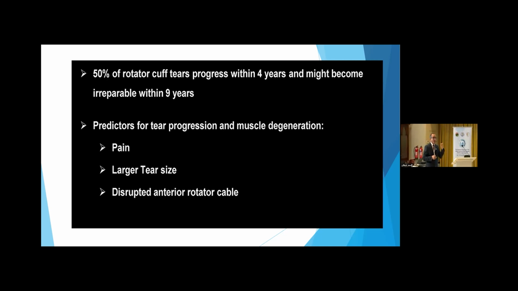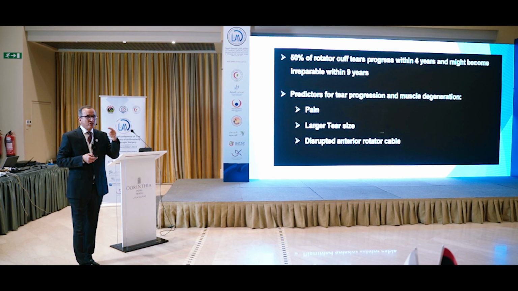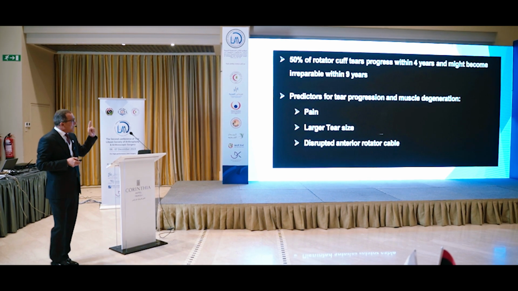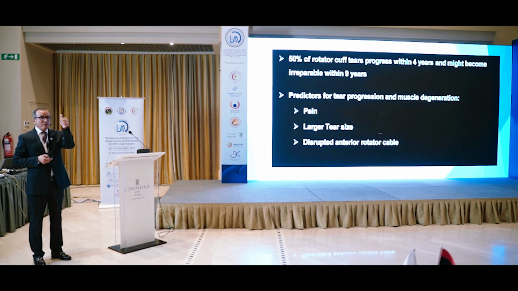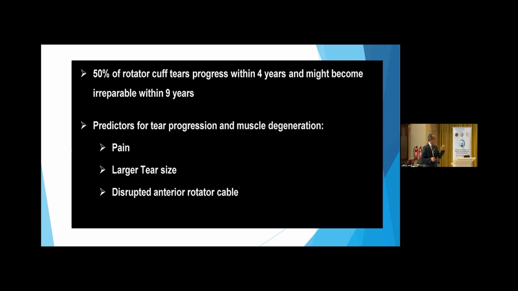So that means 50% of rotator cuff tears progress within 4 years and might become irreparable in 9 years. If you understand the course of the natural history, you will think of it in every case you see with a rotator cuff problem. Predictors for tear progression and muscle degeneration are related to pain, to large tear size, and it is very important when you have disruption of the anterior rotator cable.